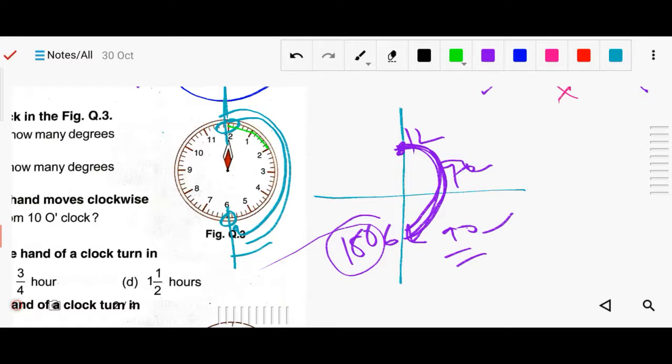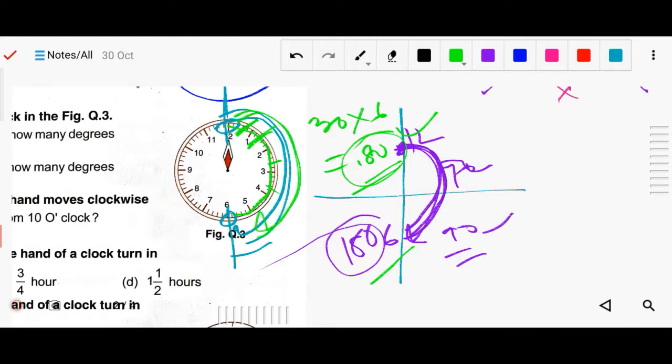1 2 3 4 5 6. So total are 6, and each value is 30. So 30 into 6, so 180. You can write it like this also, or 180 directly, because each gap between each adjacent number, like 1 and 2, is a total of 30 degrees. So how many are there in total? 6. So 30 into 6, so 180.